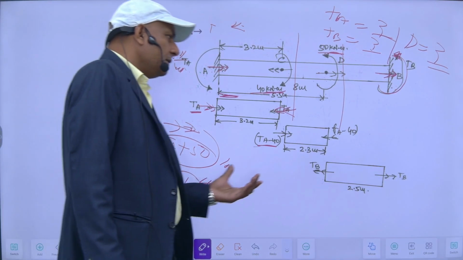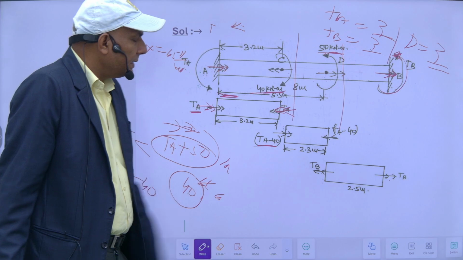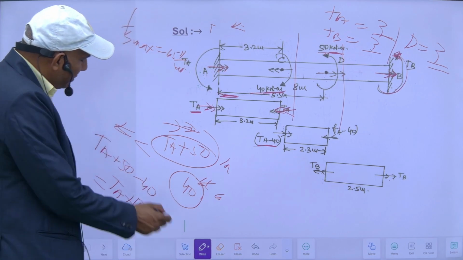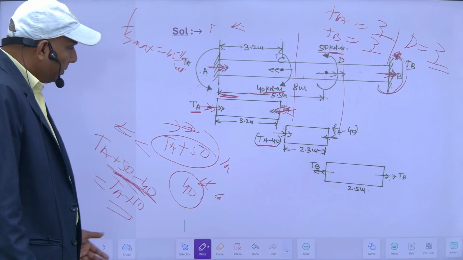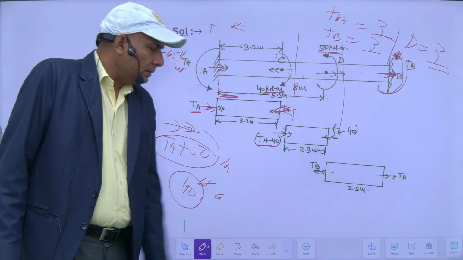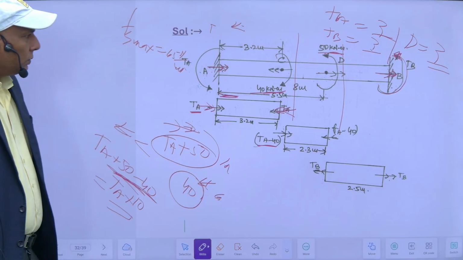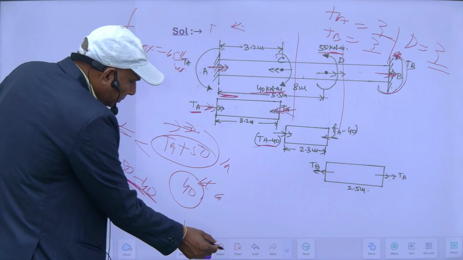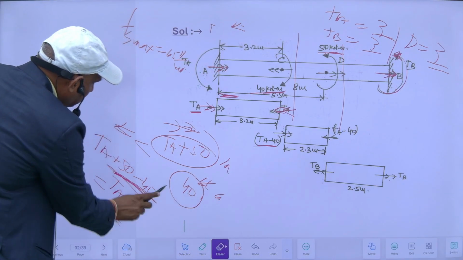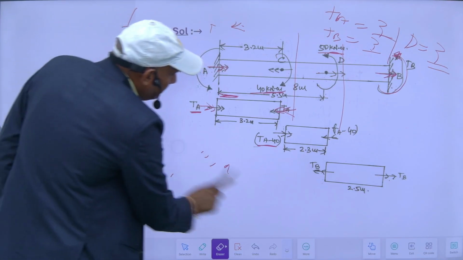Otherwise, I can say this TB is acting here. So TB is acting here. This already I have used, the condition of equilibrium. So here you can apply it later on. So this is my free body diagram.